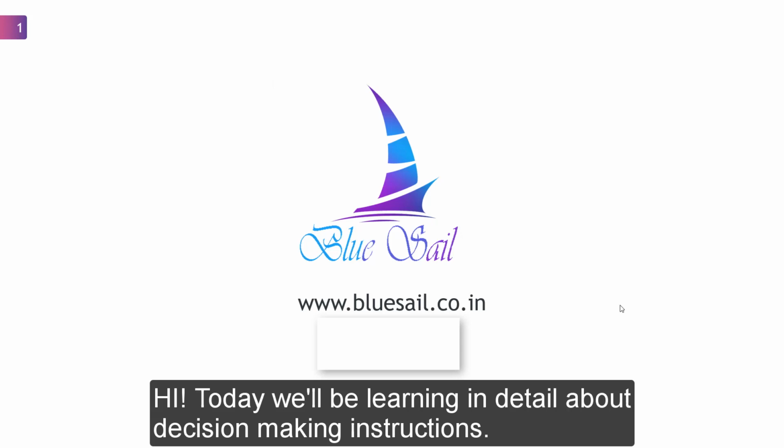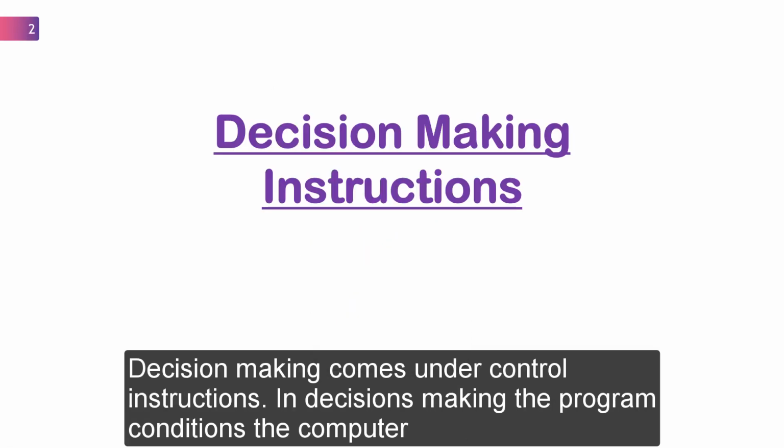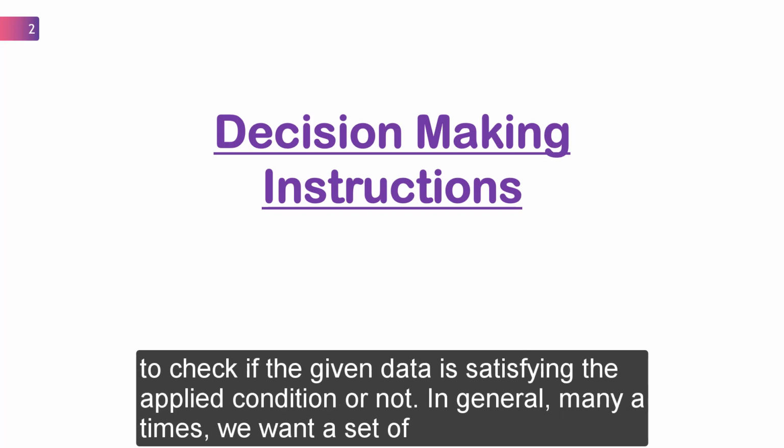Hi, today we'll be learning in detail about decision-making instructions. Decision-making comes under control instructions. In decision-making, the program conditions the computer to check if the given data is satisfying the applied condition or not.